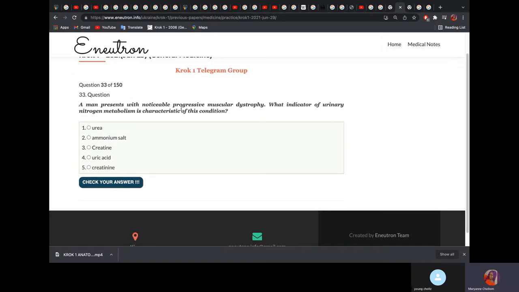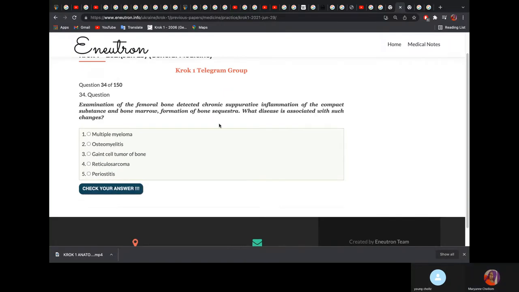A man presents with noticeable progressive muscular dystrophy. What indicator of urinary nitrogen metabolism is characteristic of this condition? So it would be creatine. Creatinine is for the kidney, which we just explained, and you see creatine when there's a disorder of the muscle, a disorder causing breakdown of muscle tissue.